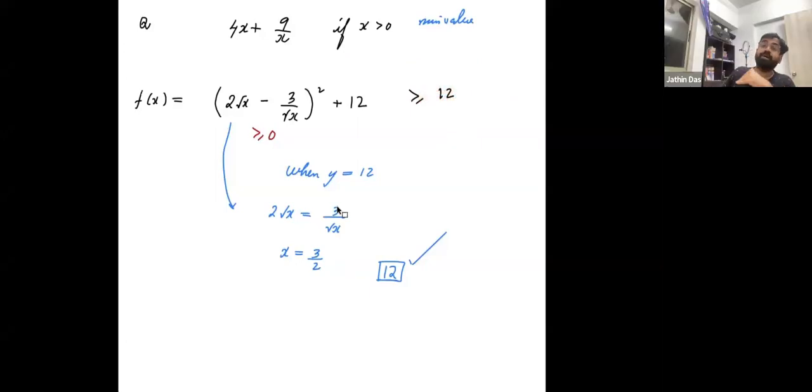But for tan theta and cot theta in the second and fourth quadrant, you cannot say a minimum value. You can only say a maximum value. That is minus 2 because both are negative.